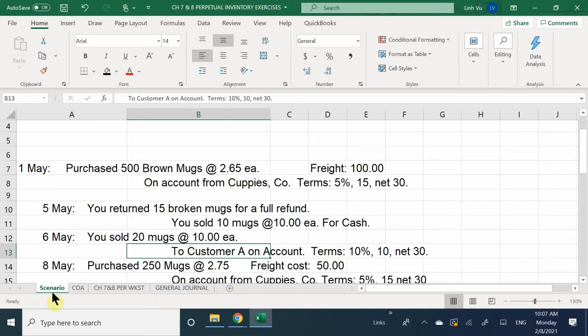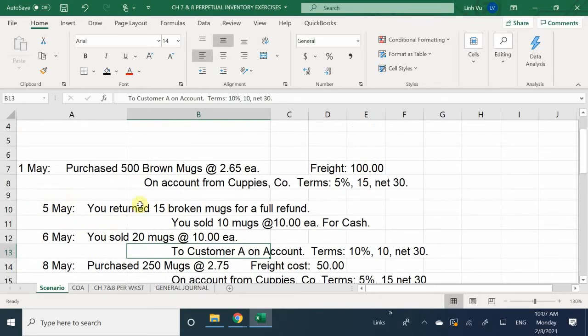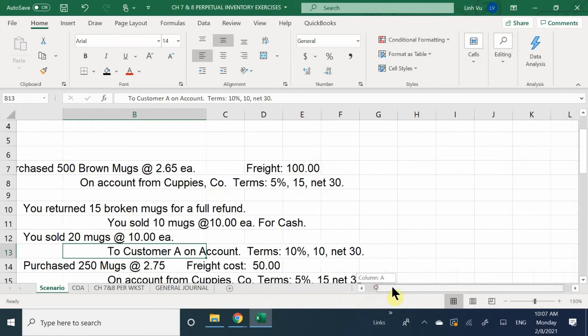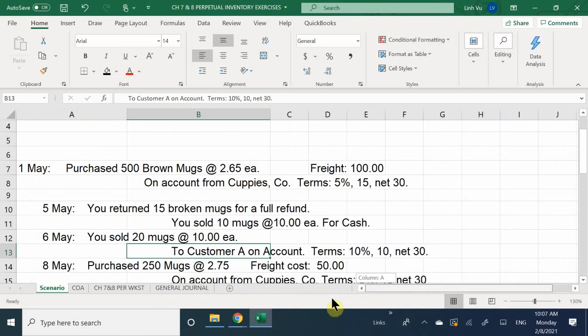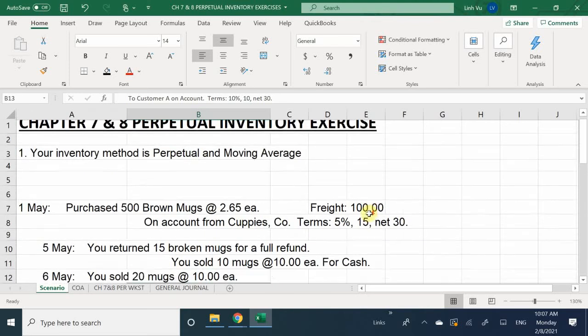So what has happened next on the same day? Here I indicated this is the same day but another transaction. We sold 10 mugs, for how much? $10 each for cash. Okay, so let me go ahead. I don't think there is sales tax, so go ahead and do it without sales tax. Just make it a little easier.